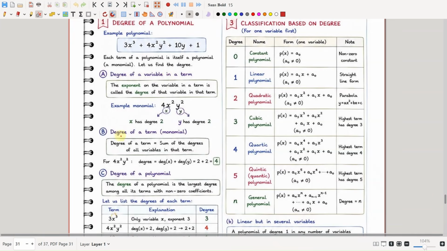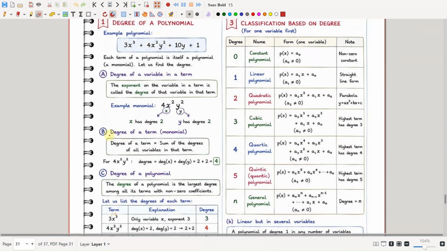Sorry, the degree of a term. How will the degree of a term be found? The degree of a term will be the sum of the degrees of all the variables in the term. First I found the degree of a variable in a term, separately asking for each variable: x is one variable and y is one variable. The degree for the variable x is 2 and the degree for the variable y is 2.